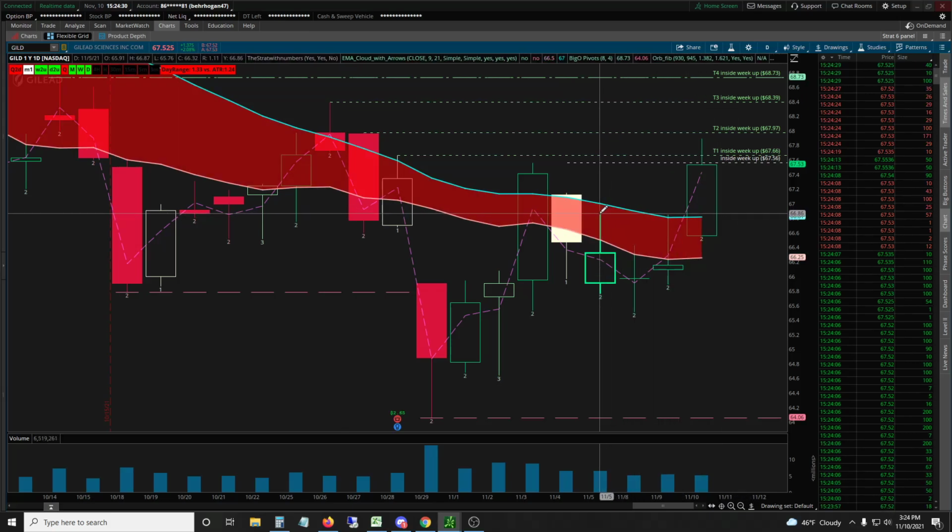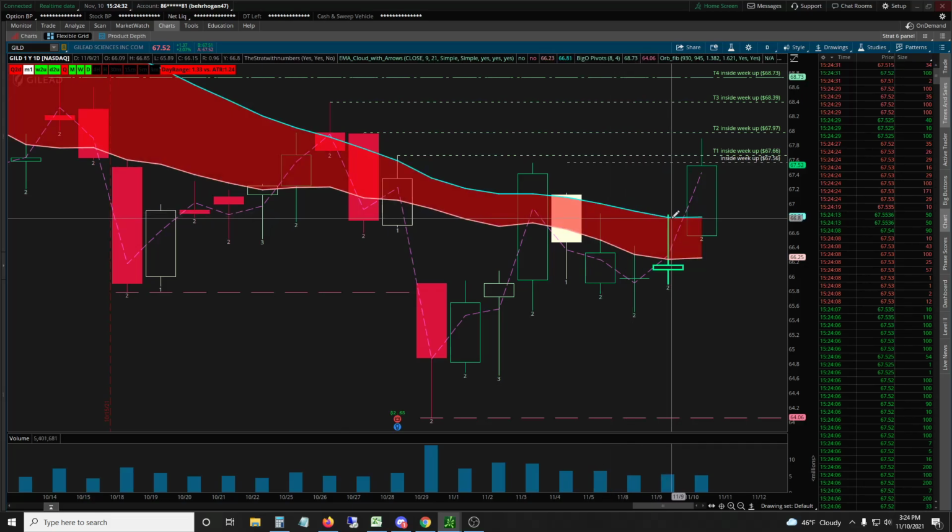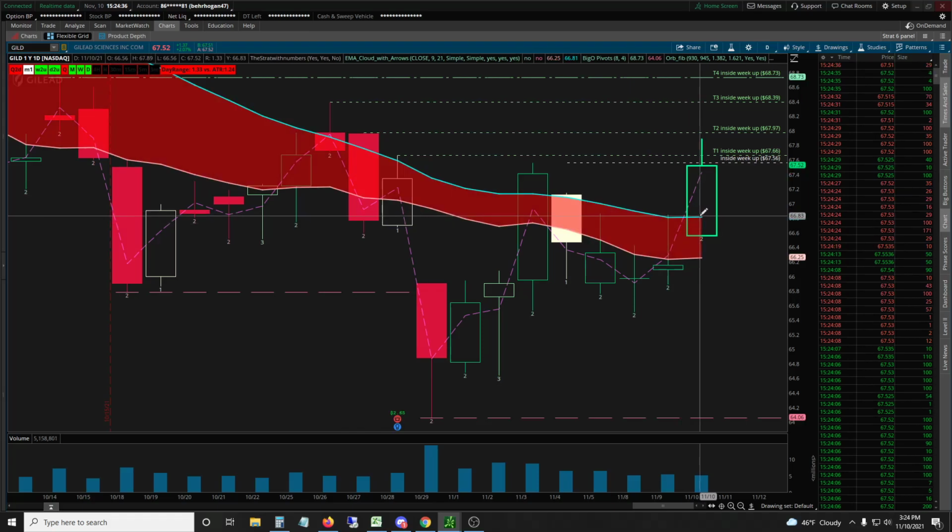If you wanted to be conservative, you could set your stop here. I'd go just a little bit lower, so maybe about here. You could also set your stop for a break below the 9 EMA, or this is actually the SMA. A break below the 9 SMA could be set up as a stop.